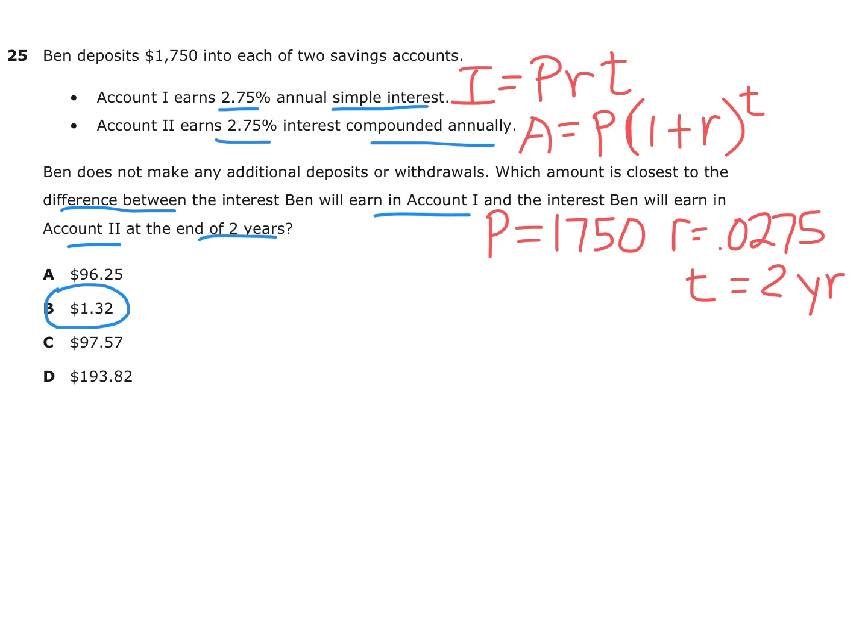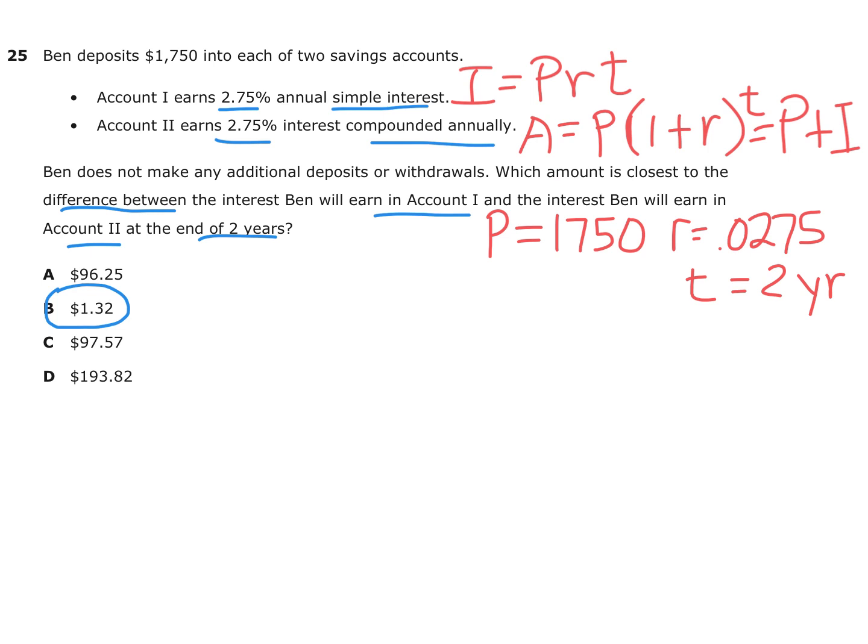Account 2 earns interest compounded annually, and the amount is equal to P times 1 plus R raised to the T power. So it's calculated a little bit different. Now, when it's compounded annually, the amount is going to be principal plus interest. So you need to be aware that this formula is principal plus the interest. So if you want just the interest, you're going to have to subtract the principal.